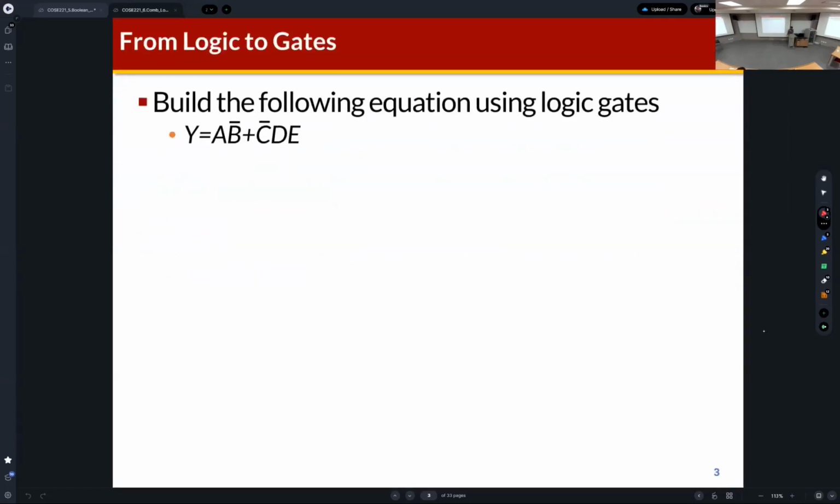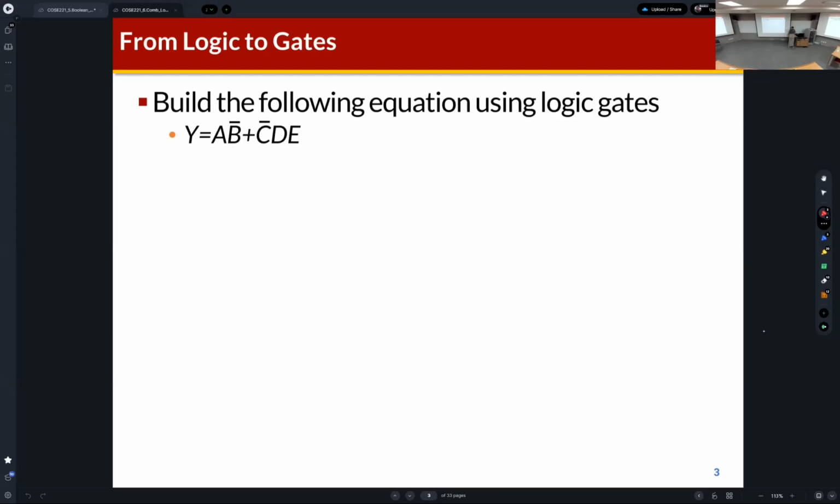So let's start with an example. You are requested to build a digital circuit, the digital logic, from this Boolean equation. Actually easy, right? We already know that multiplication means AND, and the plus sign, the addition, means OR.